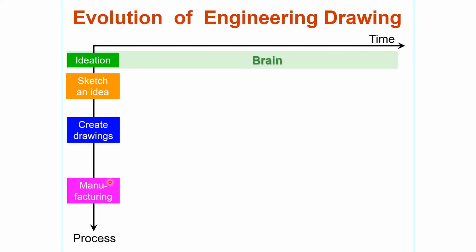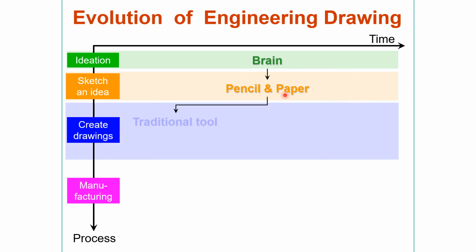Here, first of all, in our mind comes ideas. So the second step, we will make the sketches with pencil and paper, rough sketches. Then we will make drawings with traditional tools, drawing tools like the T-square, set-square, compass, etc. The second option, we can go for computer.